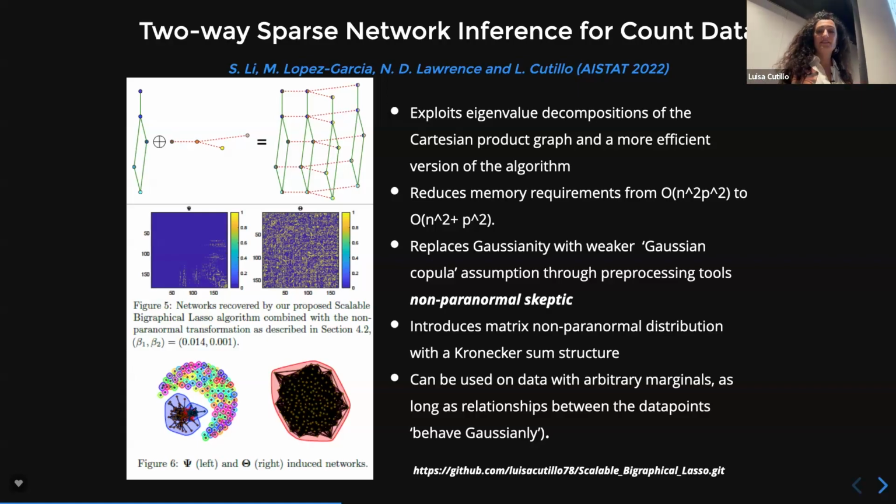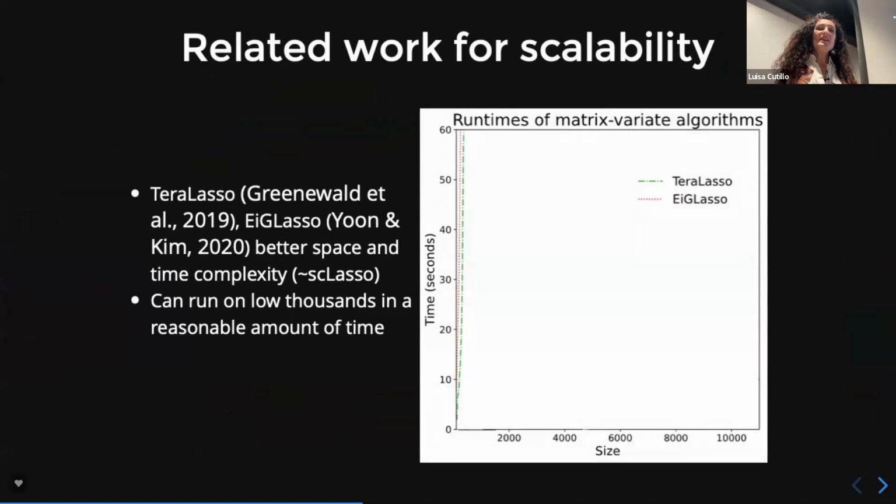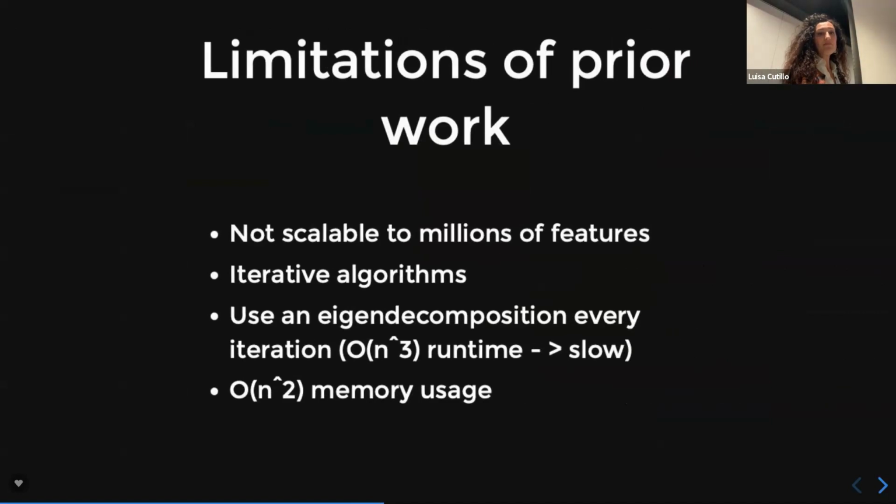Okay, that's the thing. Then there have been other approaches that worked on scalability. One is TeraLasso, one is EiGLasso. Those are the ones that we compared to, and they have a better space and time complexity. However, they can still only run on low thousands of features in a reasonable amount of time. So that is a big improvement, but it doesn't scale to millions of features.